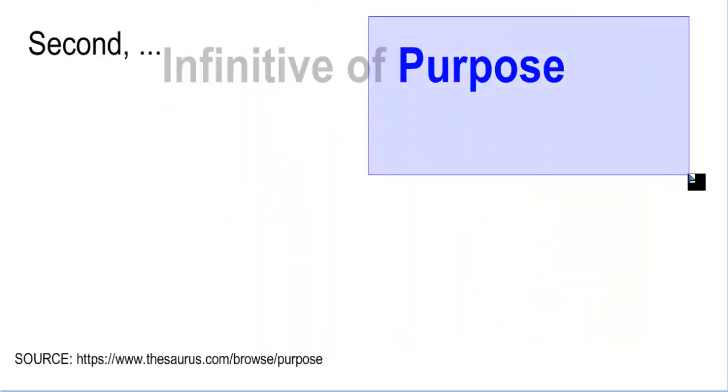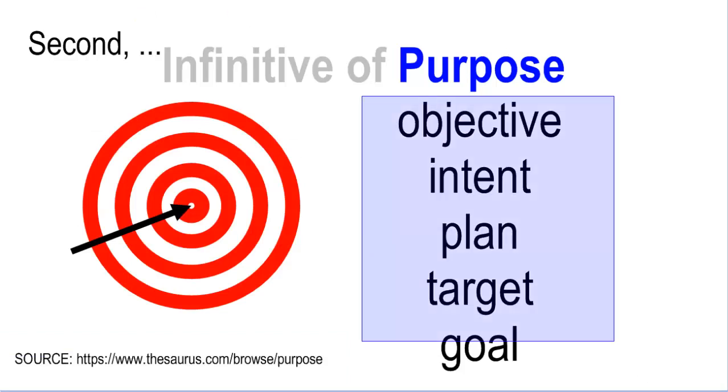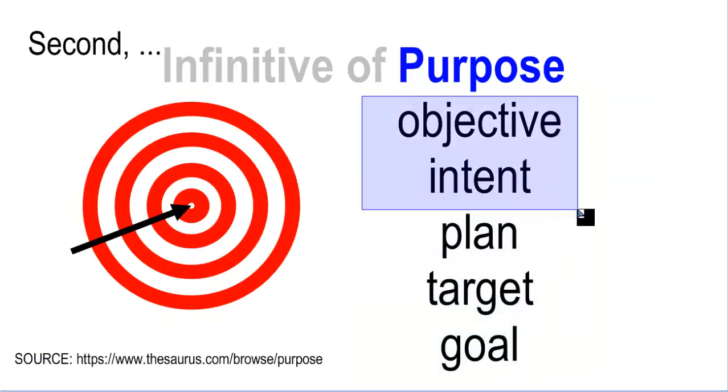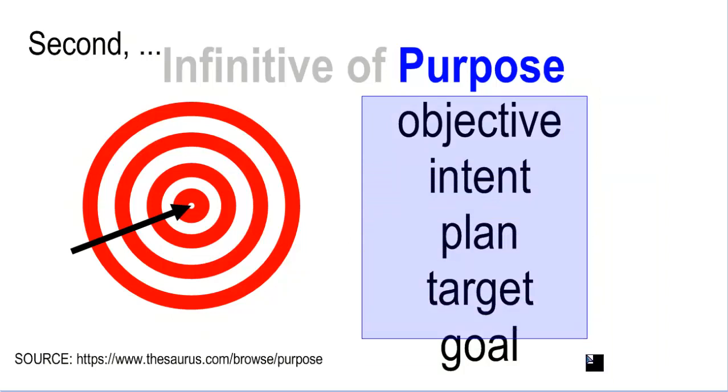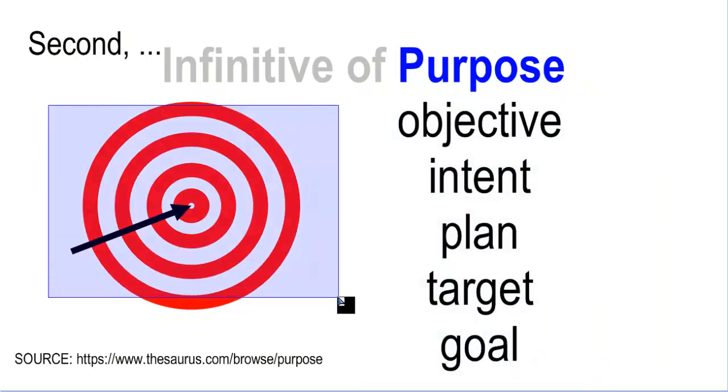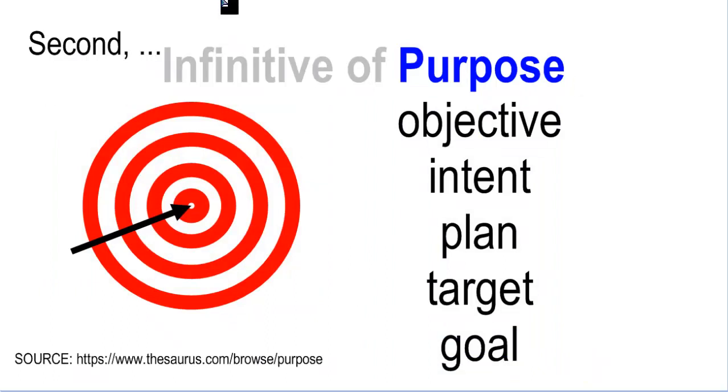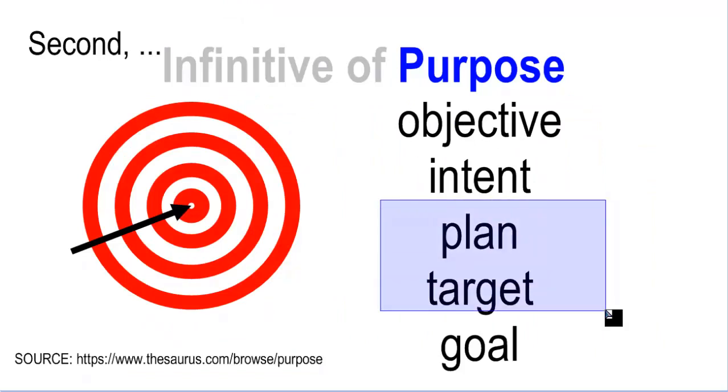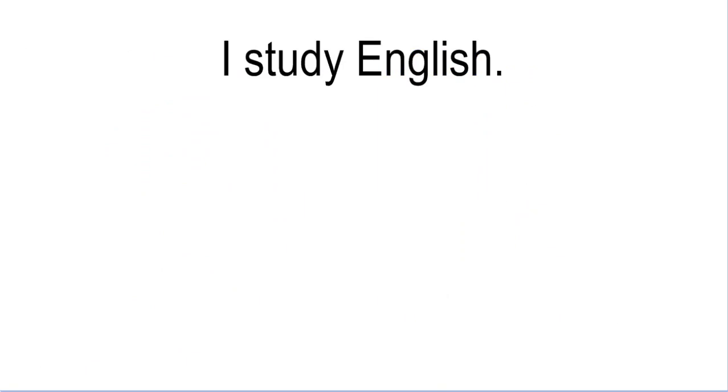Second, purpose. What is purpose? Well, if we check the thesaurus, if we check the dictionary, we can find that a purpose is all of these things: an objective, an intent, a plan, a target, a goal, an objective that you have. That's a purpose. So essentially, the infinitive of purpose is an infinitive that explains a purpose, an objective, a plan, a goal. Simple. Let's start checking some examples.